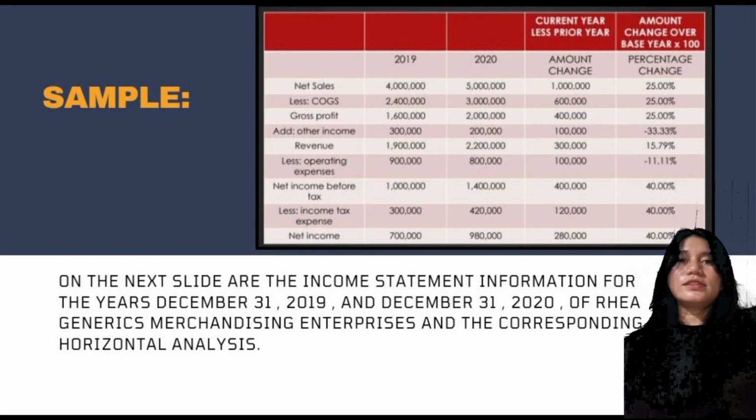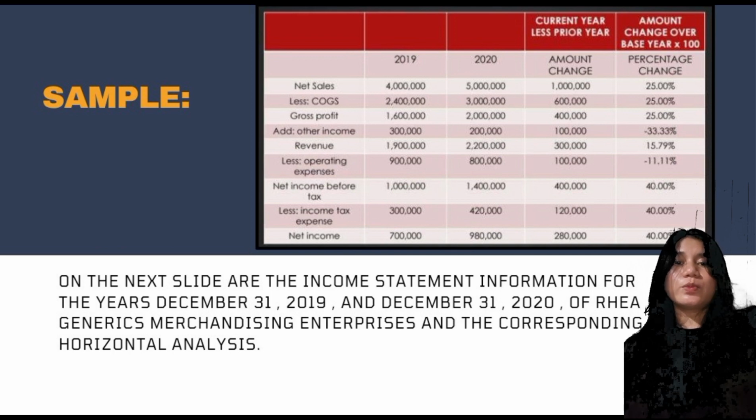In this slide, it is the income statement information of years 2019 and 2020 of Ria Genetics Merchandising Enterprises. To compute the amount change and percentage of this income statement, it is also the same as the statement of financial position in the recent slides. So just follow the formula and how to compute, then you will have the answer to compute the amount change and percentage of Ria Genetics Merchandising Enterprises.